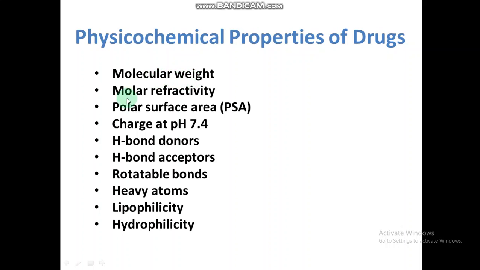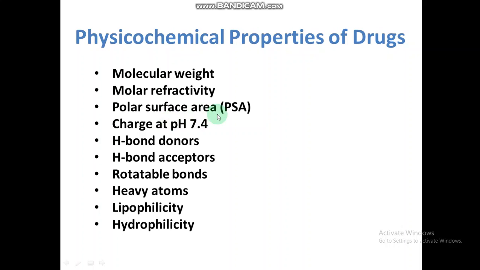So the first factor is molecular weight, because heavy molecular weight may be toxic or may affect our body. Molar refractivity. Molar refractivity is another factor which should also be kept in mind. We will make a video on these physicochemical properties in detail, on what values should be in our medicine for it to be drug-like or not. So we should observe what molar refractivity is normal, and what is abnormal.